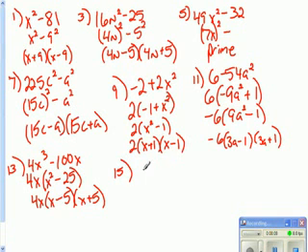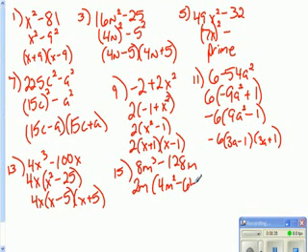Alright, number 15. I have 8m to the third minus 128m. Well, I don't think 128 is divisible by 8. But I'm pretty sure they're both divisible by 2 and an m. So I'm going to take a 2m out. So that would leave me with 4m squared minus 64, just 64, because the m's canceled.